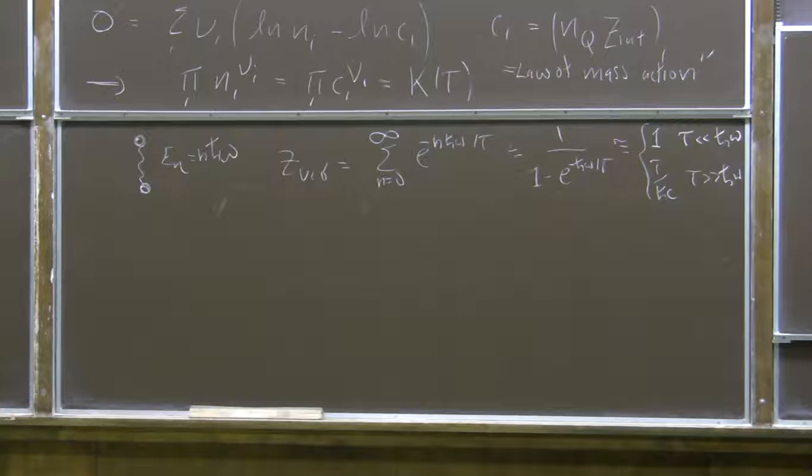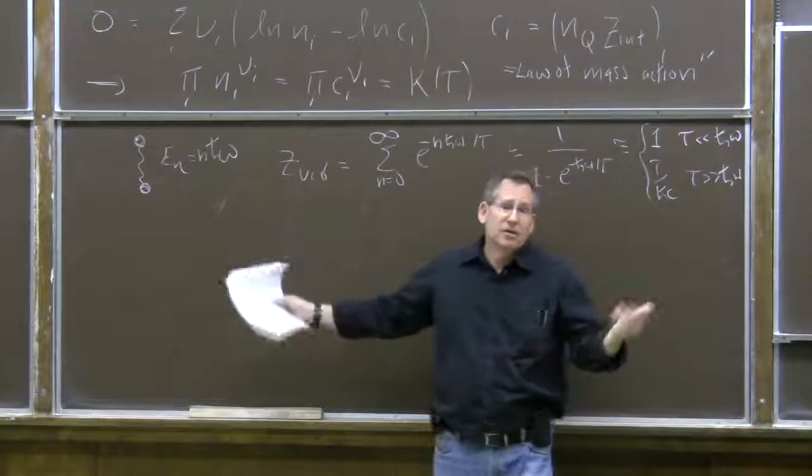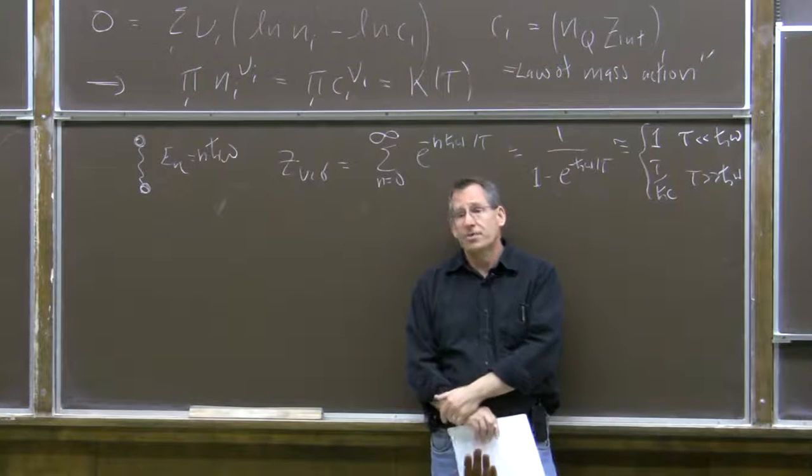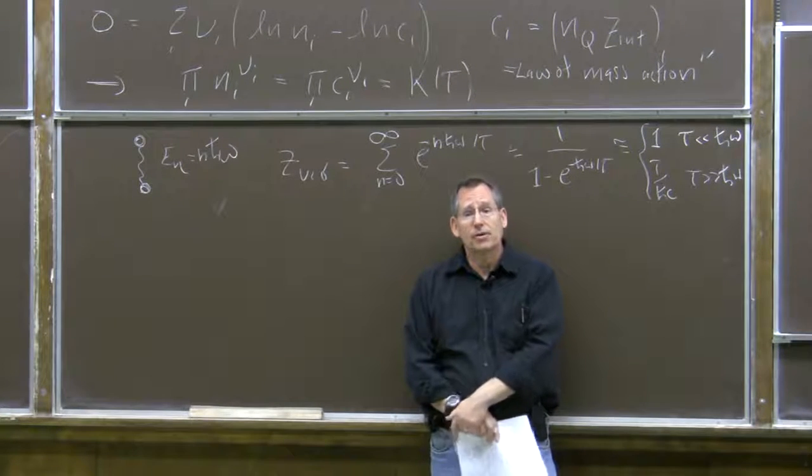So when the temperature is small compared to the vibrational energy level spacing, we say the vibrations freeze out. The vibrational partition function becomes just 1. We can think of the molecule as being in its vibrational ground state with high probability.